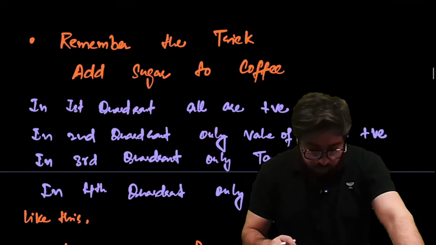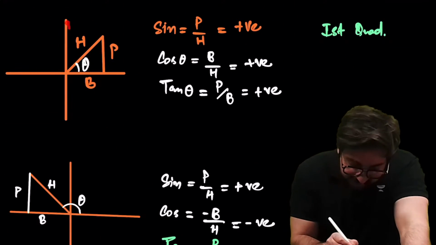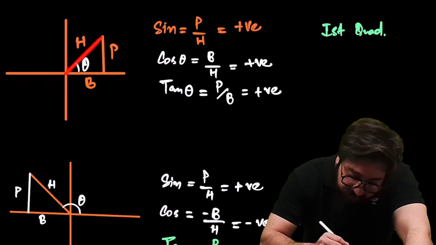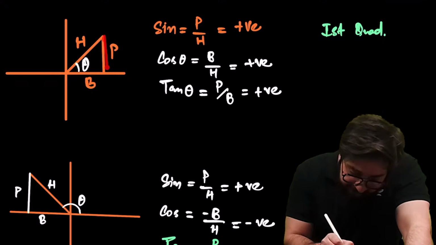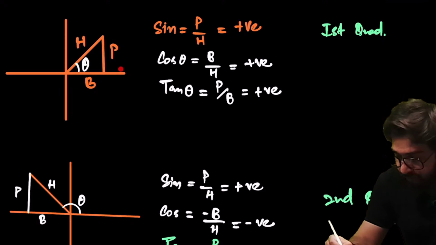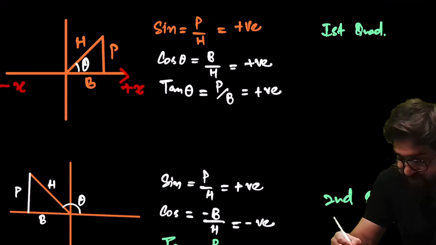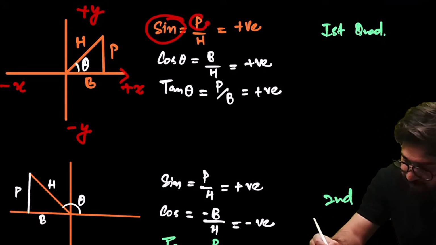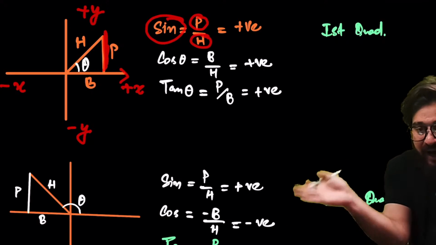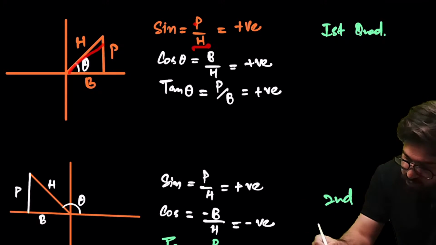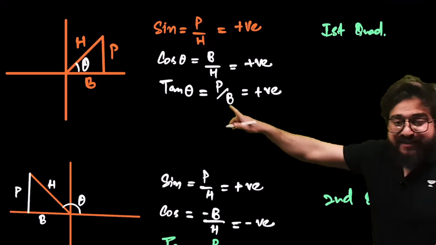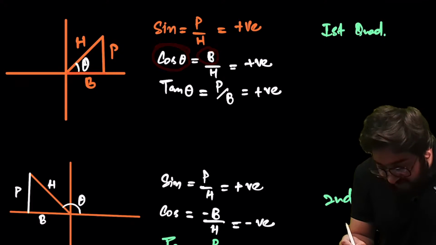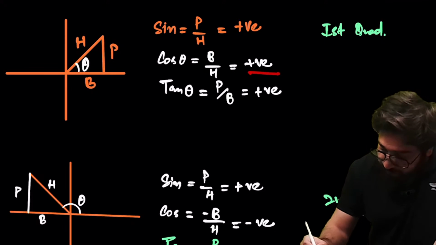Sir, how can you say it? Let me show you. Let's suppose we have this: the first quadrant, second, third and fourth. If I draw a line over here, this is perpendicular, this would be base. From this side it is plus x, minus x, this is plus y, and this is minus y. If I write sine theta, sine is perpendicular upon hypotenuse. Perpendicular is on the upper side, so it is positive. Hypotenuse is also positive. So sine theta in the first quadrant is positive. Similarly, for cos theta, base is also positive on this side. If I had taken the other side, base would be negative. So cos theta is positive, tan theta positive.